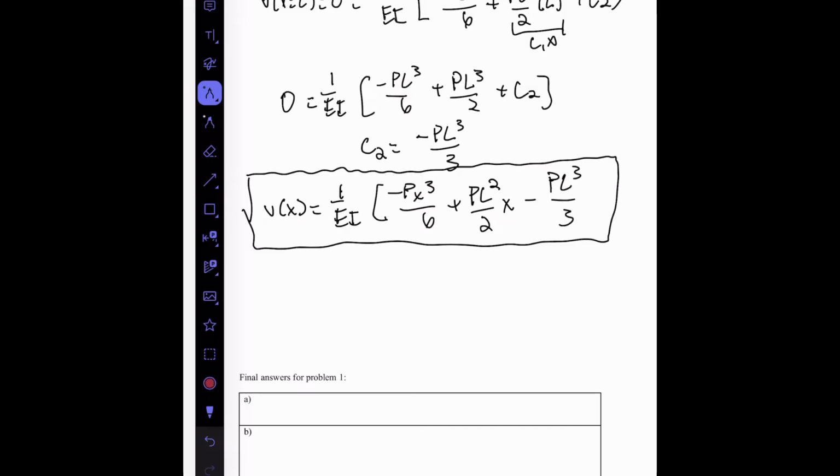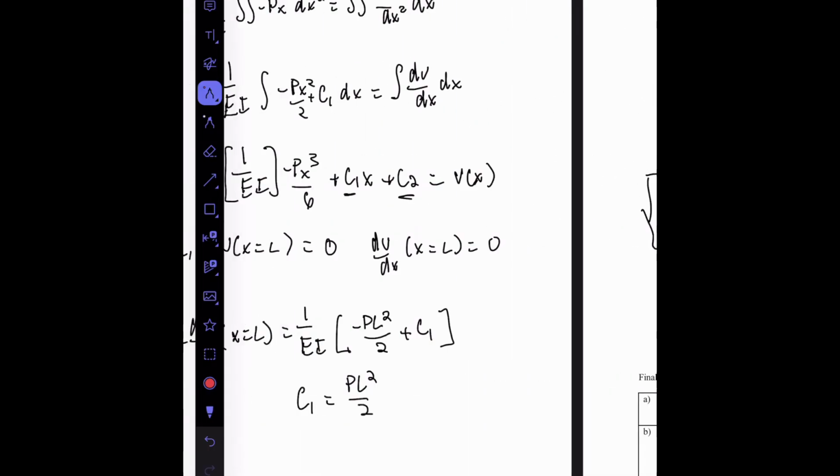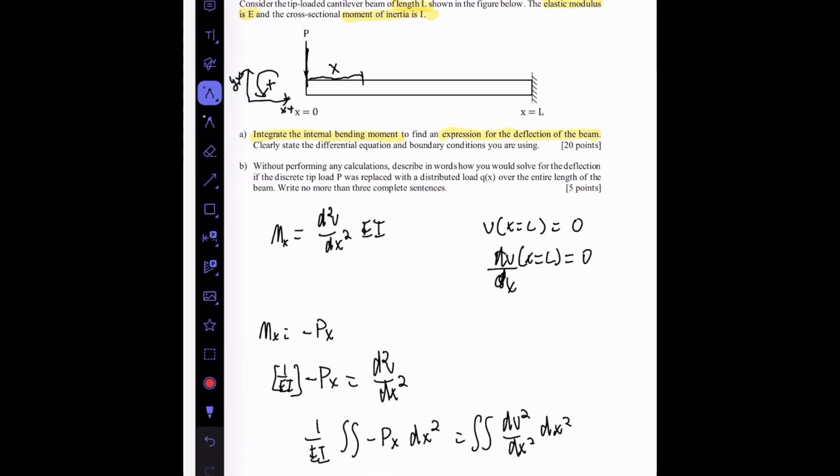And part 2 of this problem. They want us to describe in words how we would solve for the deflection if the discrete tip load P was replaced with the distributed load q of x over the entire length of the beam. So if we had some distribution of load q of x over the entire length of the beam. And I'm not saying it would look like this, it's just an example.